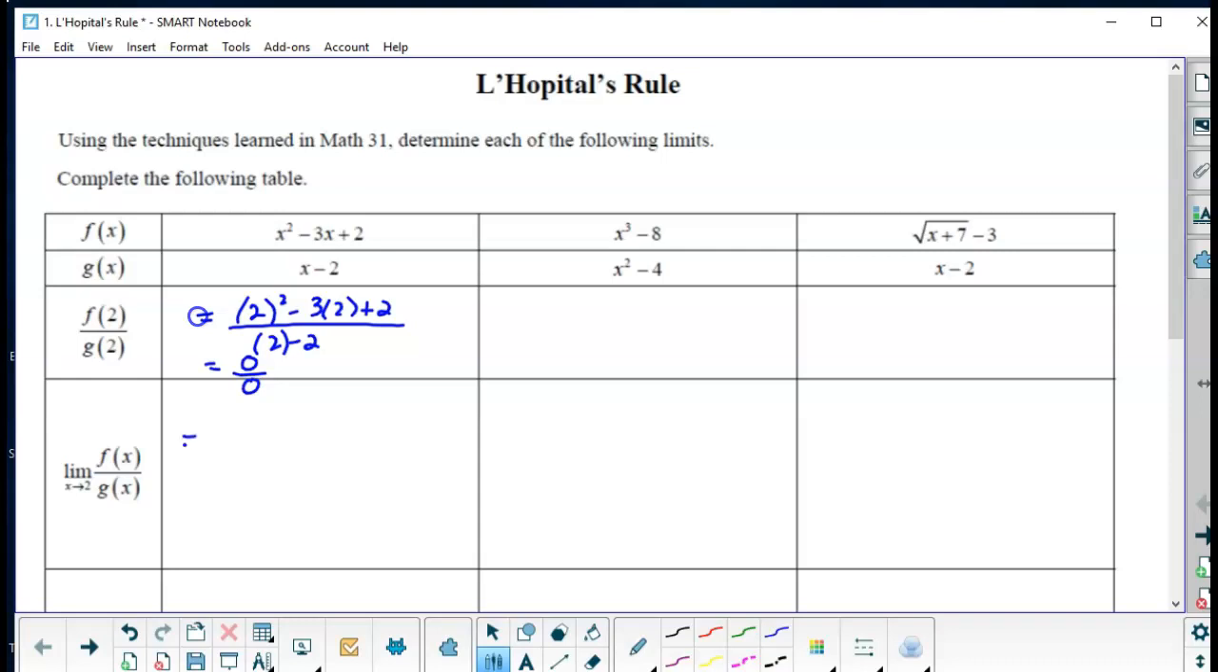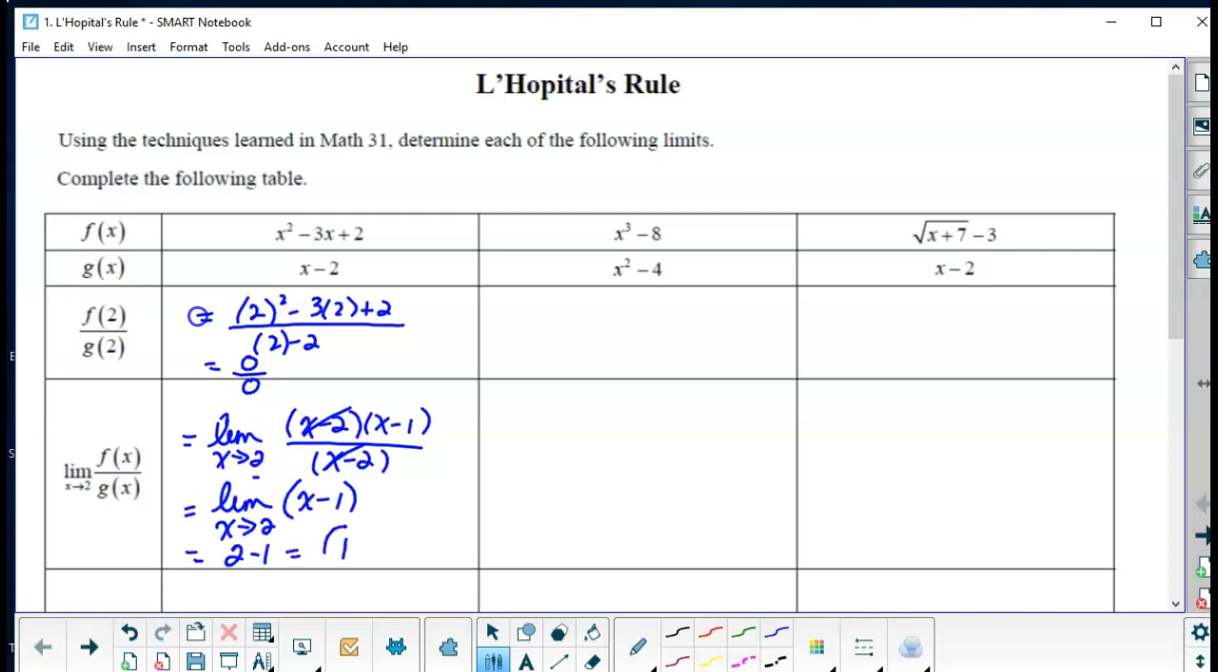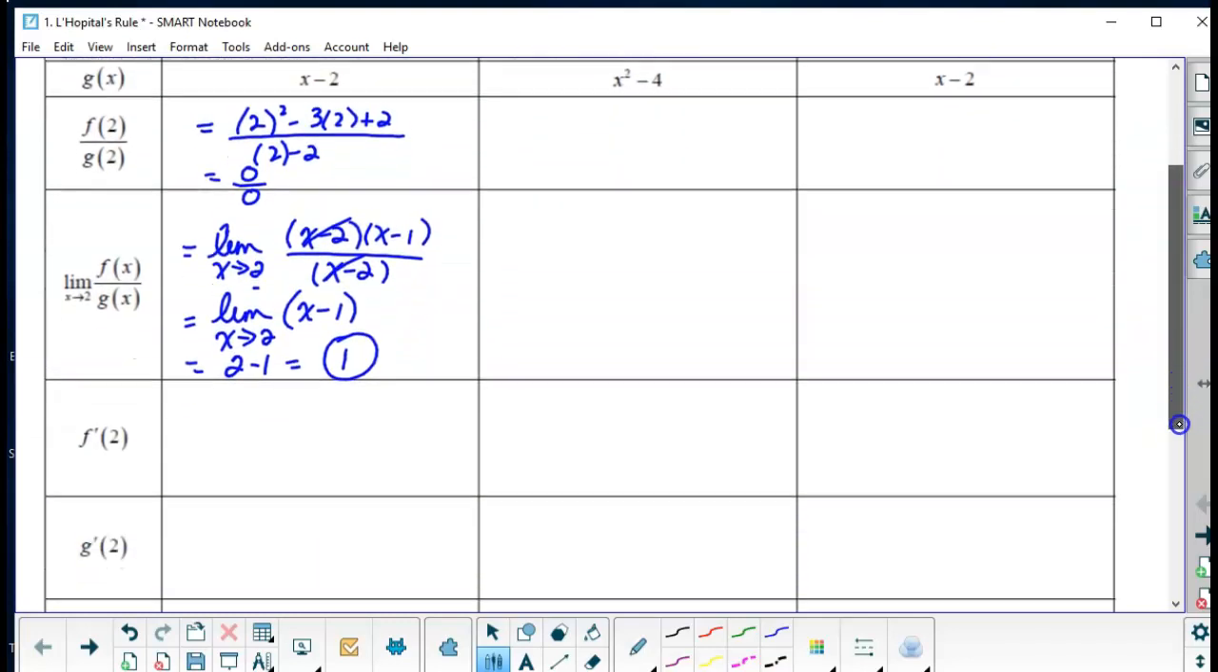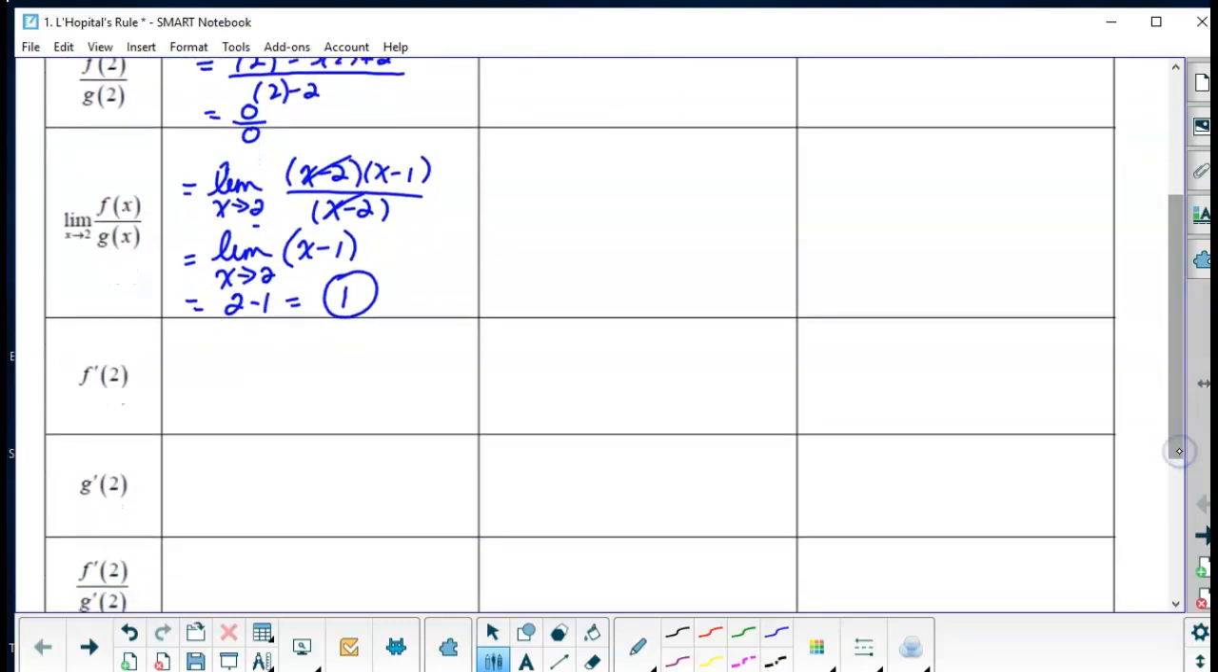So let's do our method from calc: factoring. Okay, dividing out. So then really we're taking the limit as x approaches 2 of x minus 1. So 2 minus 1 equals 1. Okay, so the limit does exist, but by just substituting 2 in, it didn't.